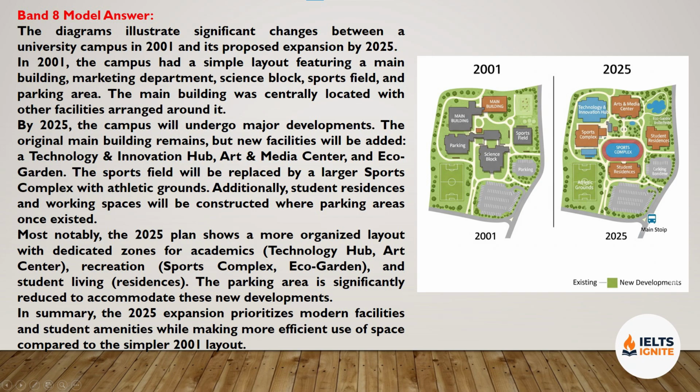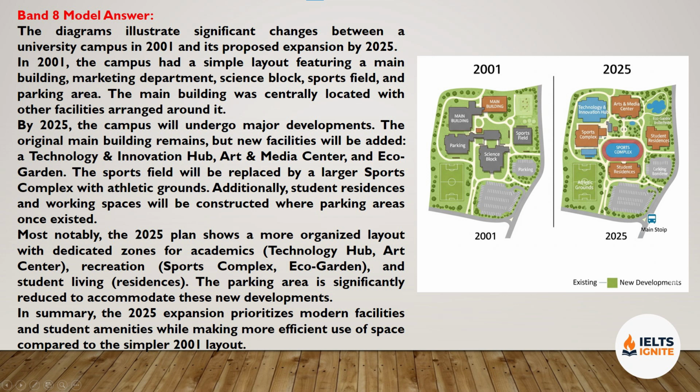Band 8 model answer. The diagrams illustrate significant changes between a university campus in 2001 and its proposed expansion by 2025. In 2001, the campus had a simple layout featuring a main building, marketing department, science block, sports field, and parking area. The main building was centrally located with other facilities arranged around it.